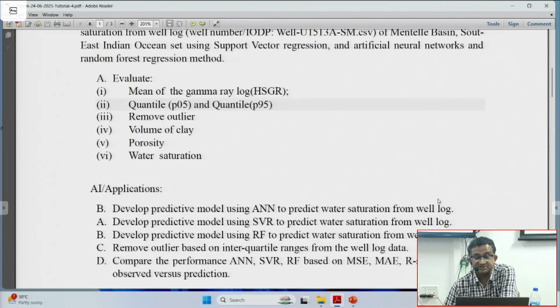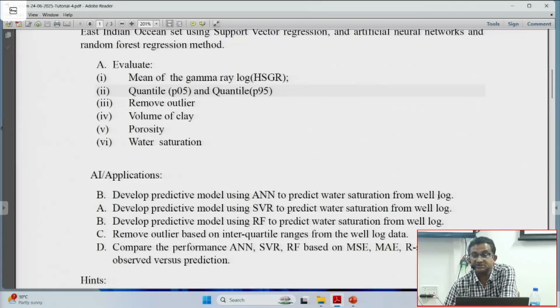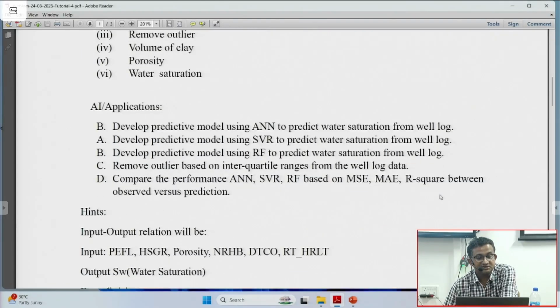And see the different types of statistics, how we can compare: mean square error, L2 based norms, mean absolute error, L1 based estimates, Pearson correlation coefficient, R square, coefficient of determination, and then see how they are ranked in terms of your performance. That is what your problem 2 is.